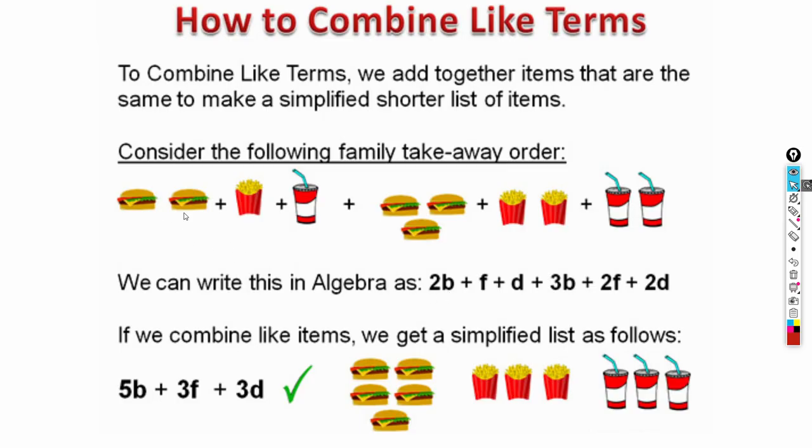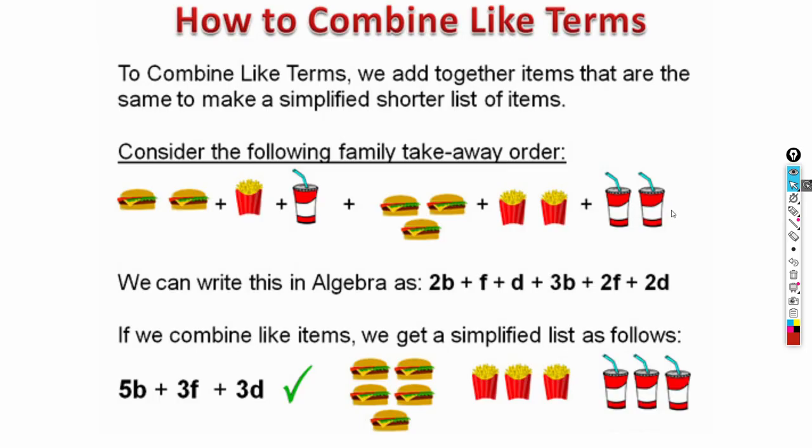So if I have 2 burgers, that's 2B. 1 fry would just be F. 1 drink is D. 3 burgers plus 2 fries plus 2 drinks. So this algebraic expression is representing the picture shown above.